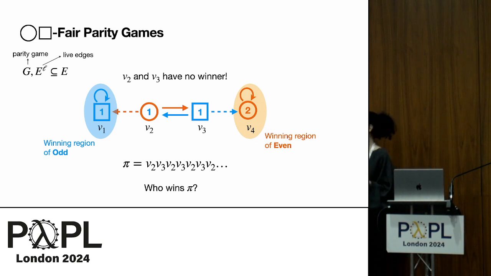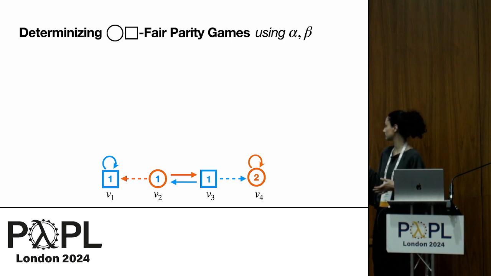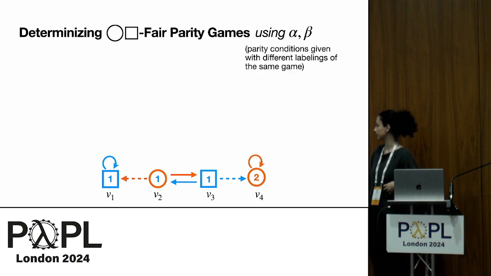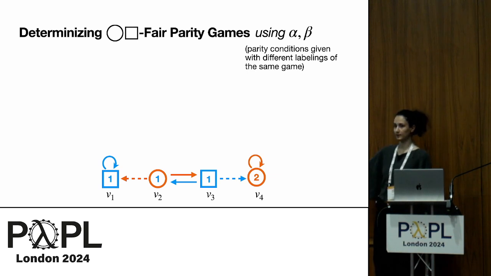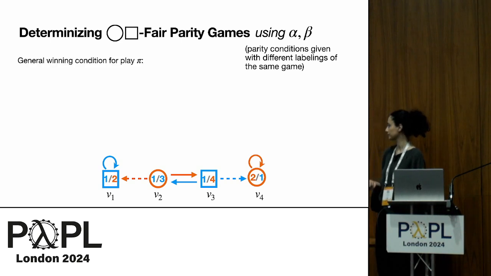And so we determinize them by what we think is a natural framework. We use 2 different parity conditions, alpha and beta. So this means that our game has 2 different labelings. Let's say the first labeling is the alpha labeling and the second is the beta.